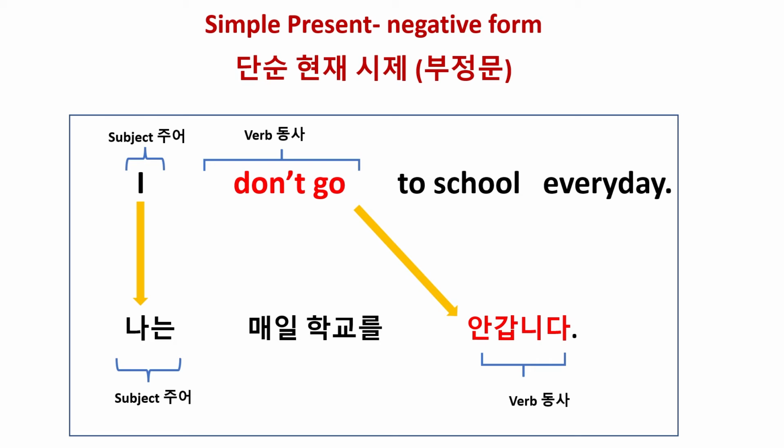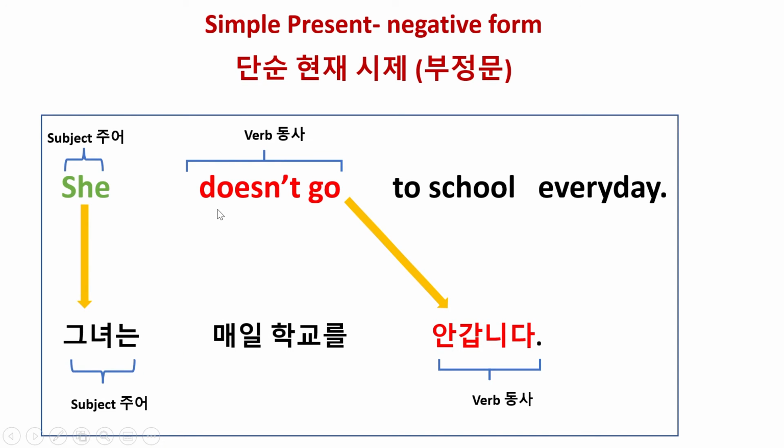For the other verbs, such as go, considering the subject I, we say, I don't go to school every day. So, I don't go to school every day. Do not plus the verb go. Or, don't plus the verb go. 나는 매일 학교를 안 갑니다. In Korean, we use an at the beginning of the verb. And in English, we use don't before the verb. Almost the same for such types of verbs.